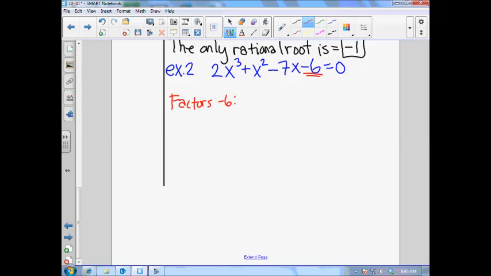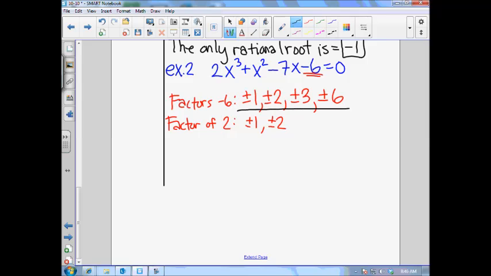Okay, Lisa, what are some factors? Plus and minus 1, plus and minus 2, plus and minus 3, and plus and minus 6. So it only looks like there's 4, but because of the positive and the negative, it's actually 8. Then we write factors of which number? 2, which we know are plus and minus 1 and plus and minus 2. Then we're going to divide them and write all possibilities.